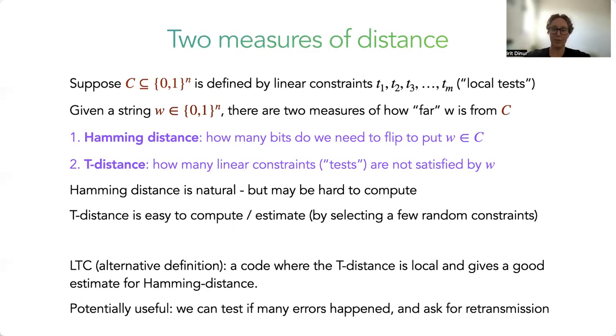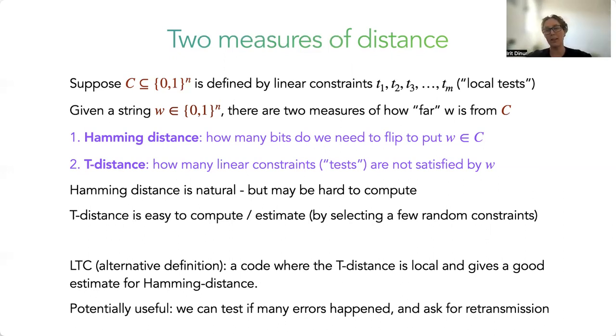Okay? So I also added here that the T distance is local because you can also define an error correcting code with a bunch of not sparse constraints, but then it will be much easier to get an LTC. The trick is to have the T distance be defined over a set of sparse constraints, and yet have it be a good estimate for the Hamming distance.